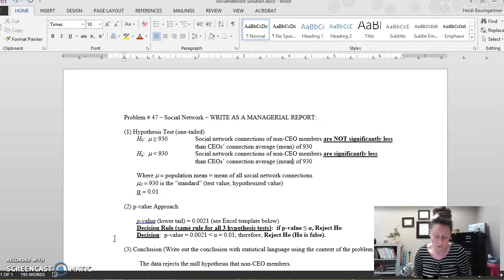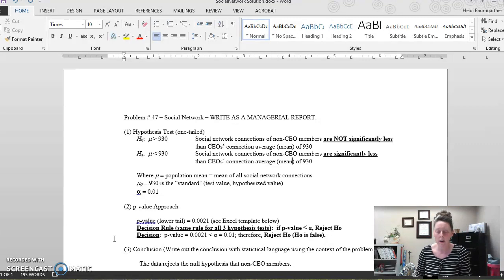The standard deviation is 250. Using this sample, test the hypothesis that other members have fewer connections than CEOs at an alpha of 0.01. Discuss the practical significance of the results.